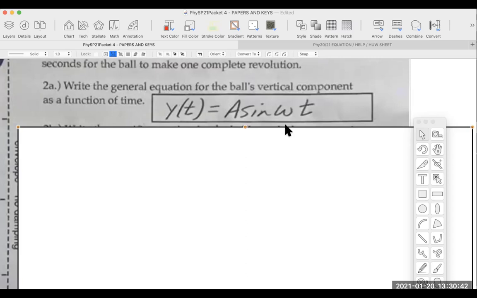So omega and period are related. We talked about this a long time ago, but they're related by the function. Remember that omega is radians per second, whereas period is seconds per revolution. But we know there are 2 pi radians in a revolution. So the connection there is omega is 2 pi over T_P, T_P being the period.